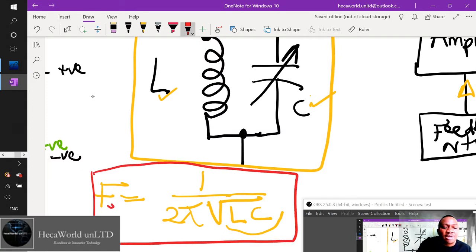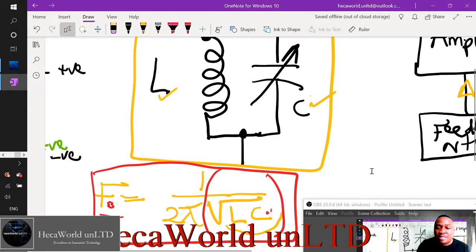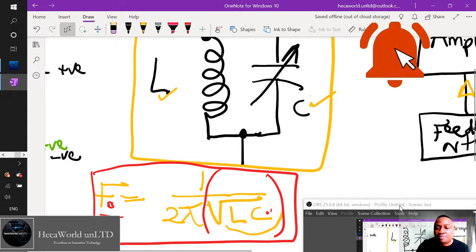Your frequency, I call it FO, the fundamental frequency here, is a function of the L and the C. 2 pi are constants, 1 over 2 pi is a constant. So you're only concentrating on the L and the C. Give me a value of L, I will find the value of C. Give me a value of C and I'll find the value of L for any given frequency. So let's go back to that circuit, right?